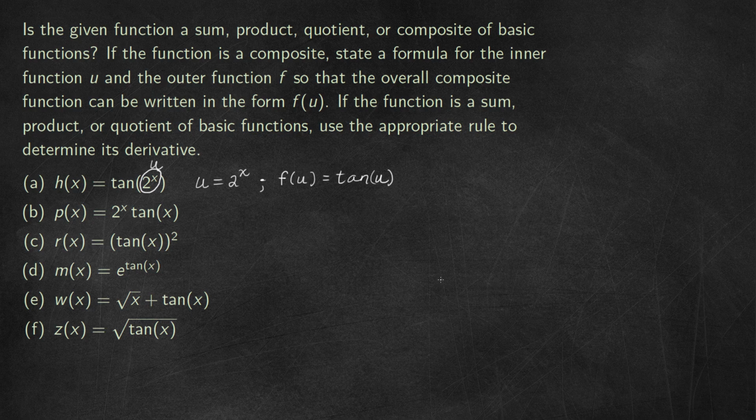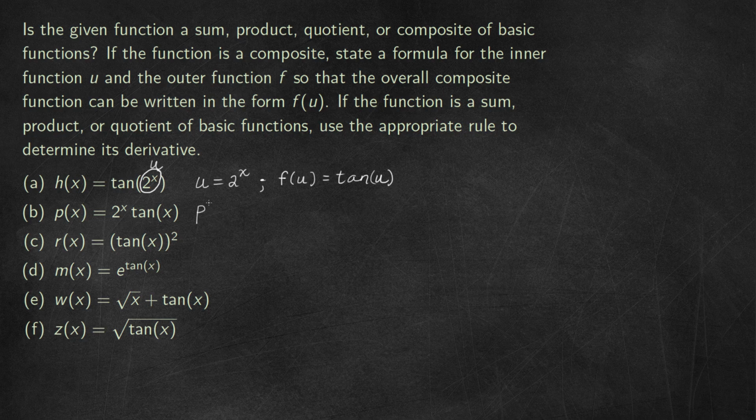Part B, p of x equals 2 to the x tan x. Now, 2 to the x isn't really inside anything in this function, and tan x isn't inside another function either. So this is just a product of two functions. And we have a product rule that will help us find this derivative.